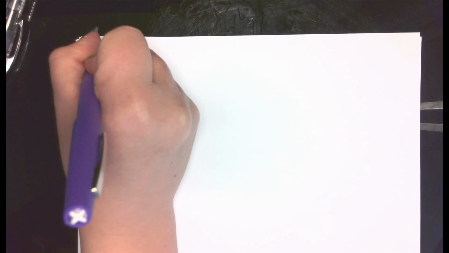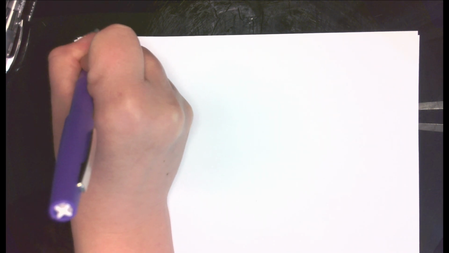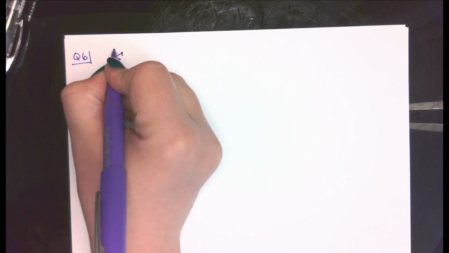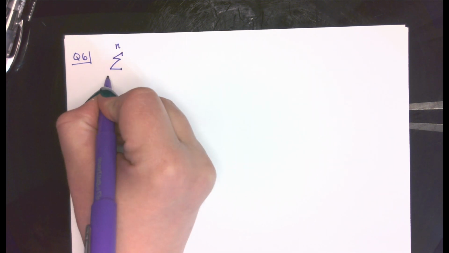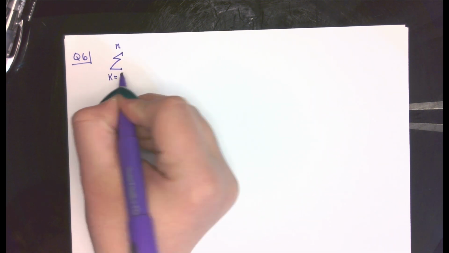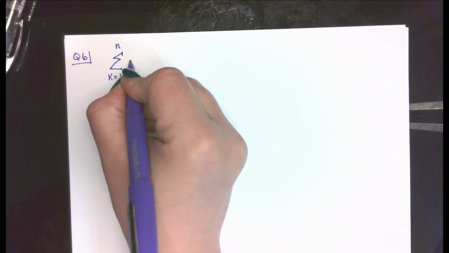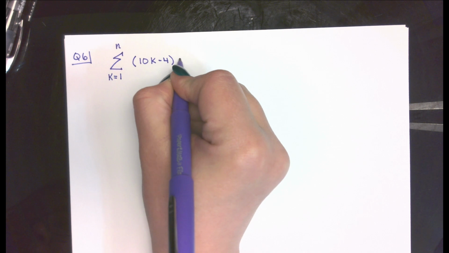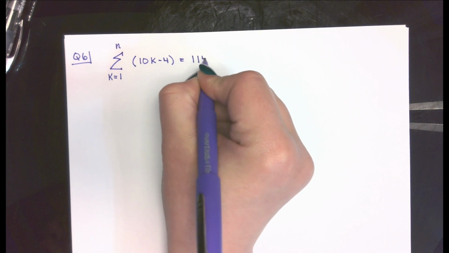And question number 6, I'll just label it question number 6, even though this is our second example on the video. So again, we have our sigma, we have our n, our unknown, we have k is equal to 1. Now it doesn't always have to be k, it just happened. 10k minus 4 is equal to 1,140.